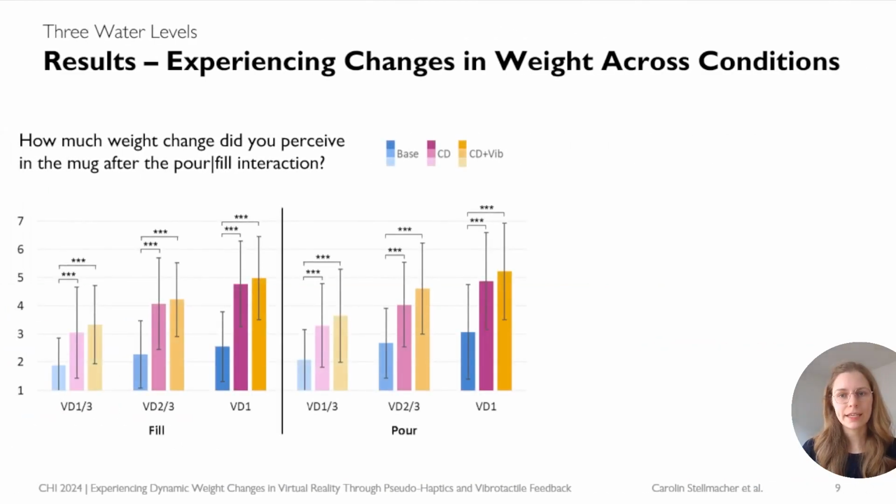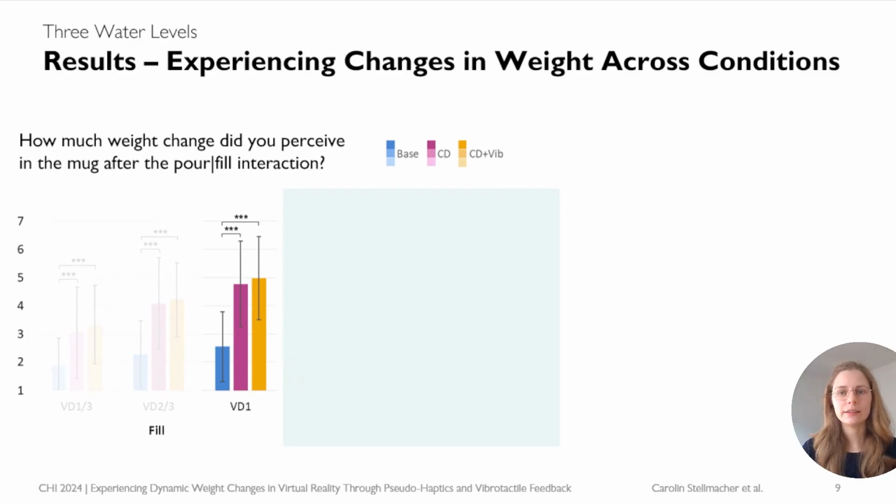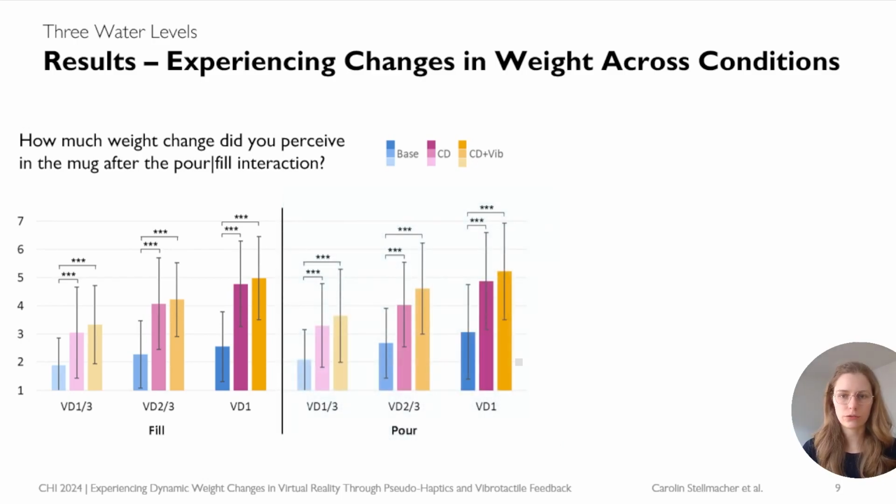Looking at the same data just with a different grouping highlights the significant differences across the conditions. For example, here in the case of filling the mug up to the maximum, we see that both weight simulations had a significant positive impact on the experience of the weight change. This same observation can be made consistently across all water levels, and again also for the pour interaction.